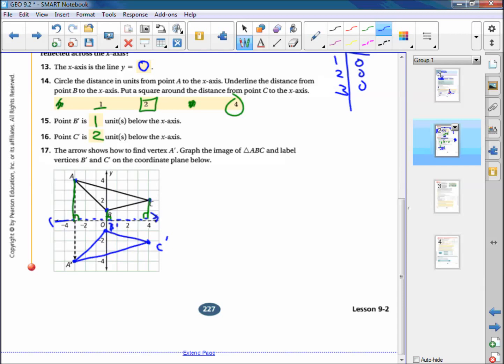I get this triangle, which is going to be congruent to our original image, our pre-image, because all the lengths are going to be the same, and all the angles will be the same. So this one and this one are the same, this one and this one are the same, and this one and this one are the same, along with all the corresponding angles.